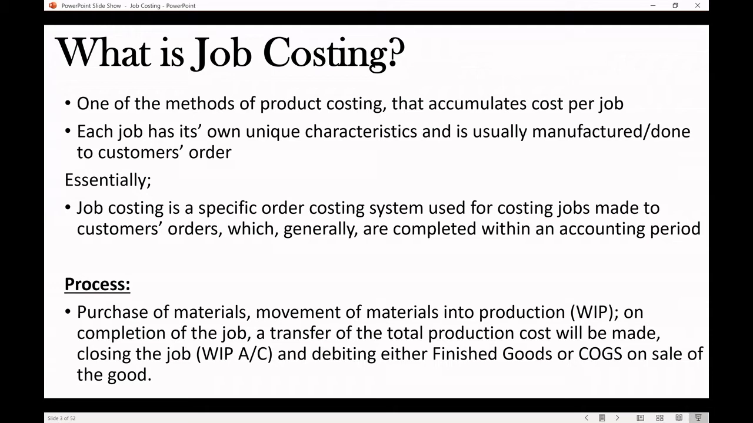On completion, you have to transfer the total production cost to close the working process account. Closing the working process account, you're moving it to finished goods, where we're debiting finished goods. It can be finished goods or it can be cost of goods sold. So if the good is not sold, it will go in finished goods. But if it's sold, we'd be debiting cost of goods sold instead. So that was just a little process for you to see the job making process.